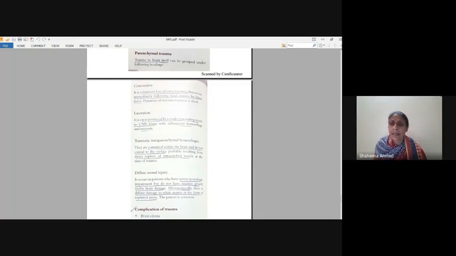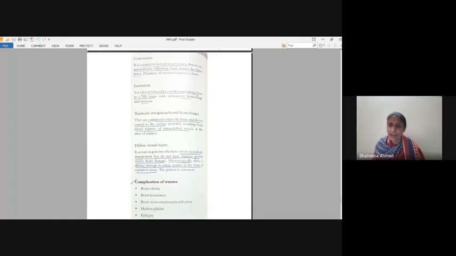Then comes the parenchymal trauma. This is trauma directly to the brain tissue, and it can be grouped under concussion, laceration, traumatic intraparenchymal hemorrhages, and diffuse axonal injuries. Now, concussion is transient loss of consciousness. Transient means temporary, and this loss of consciousness is immediately after the trauma, and usually the trauma is by a blunt force. As soon as a blunt force is applied to the head, that person immediately loses consciousness for some time. This is known as concussion.